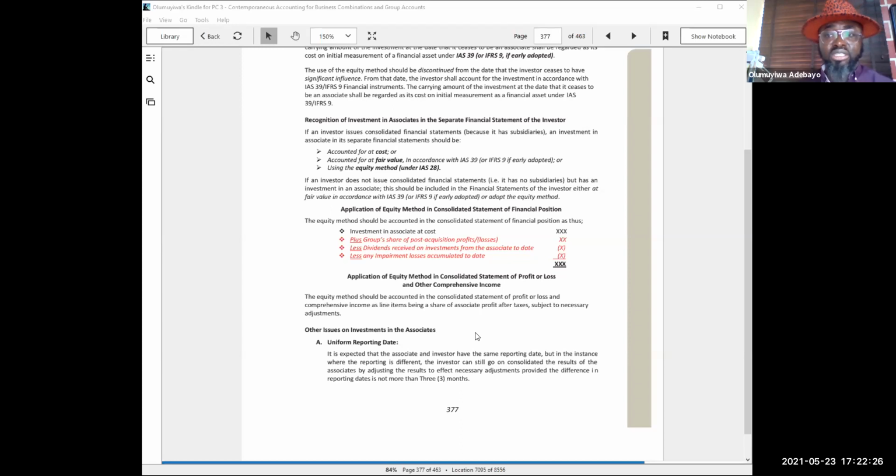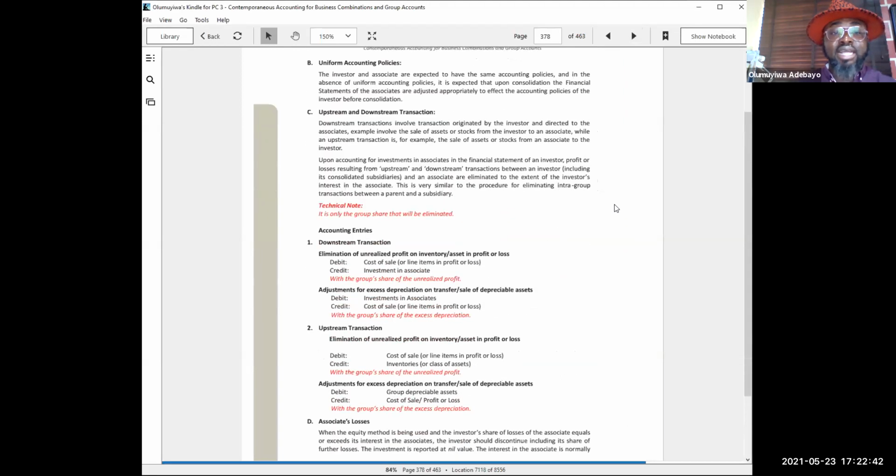Similarly for a joint venture. Therefore, if it's more than 3 months, necessary adjustment to reconstruct the account will be necessary. And even within 3 months, material transactions should be adjusted for. That is the first one.